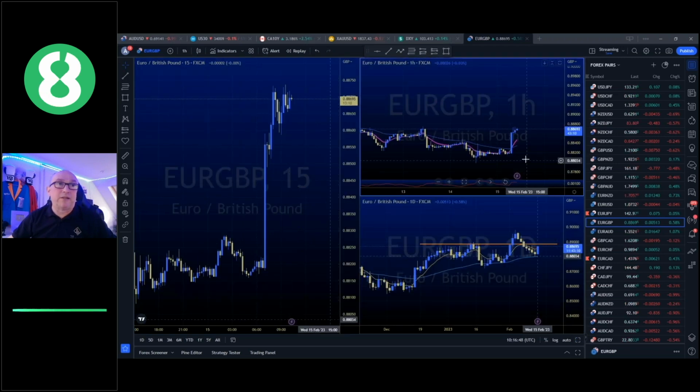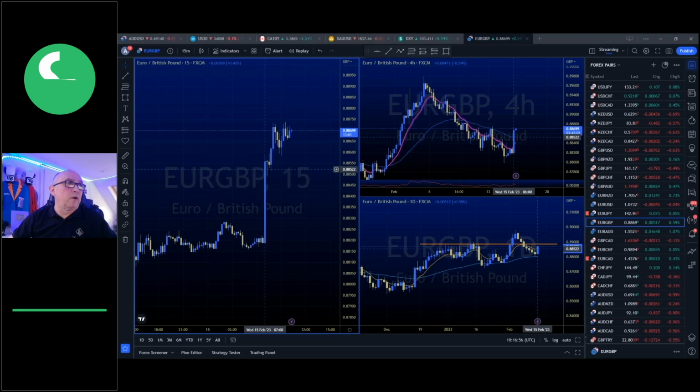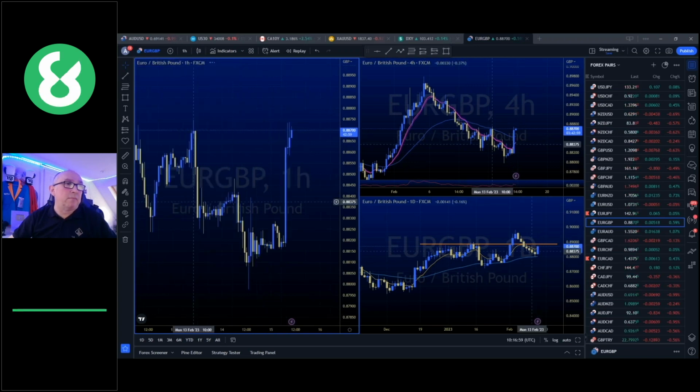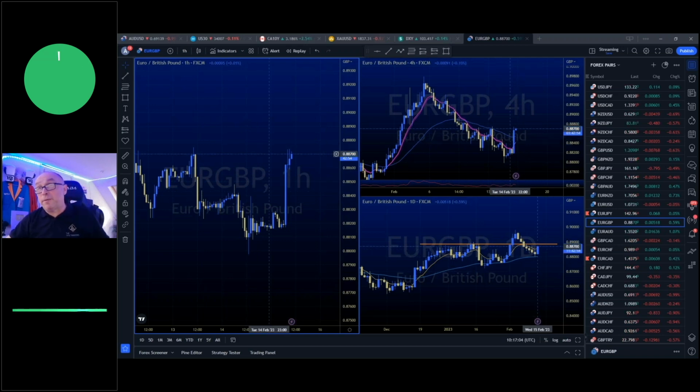Then, of course, you can go down to the lower time frame charts. I like to have the 4 hour up there, to be honest. I don't know, I was messing around earlier. And the lower time frame charts here on the 1 hour. This is typically how I'd set my charts up. So I've got the daily, 4 hour, and my trading chart, the 1 hour. You may drop it down to the 15-minute chart.